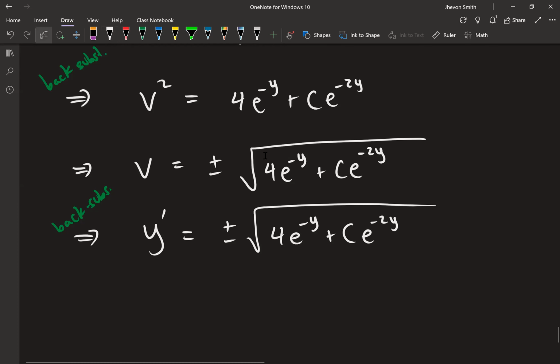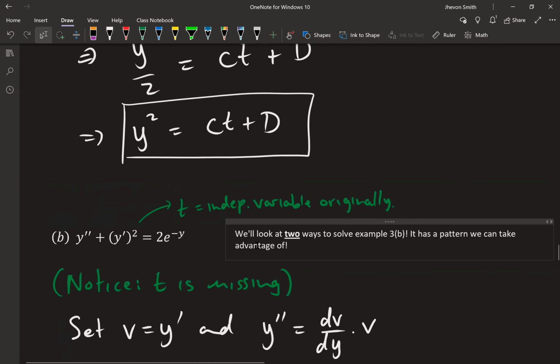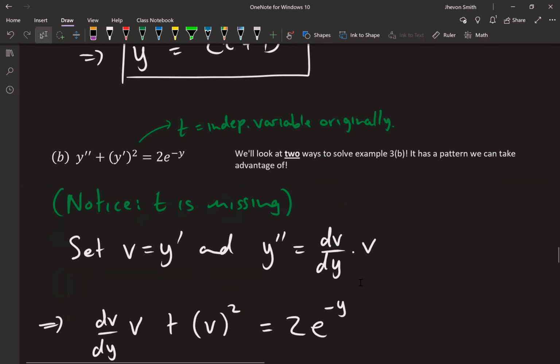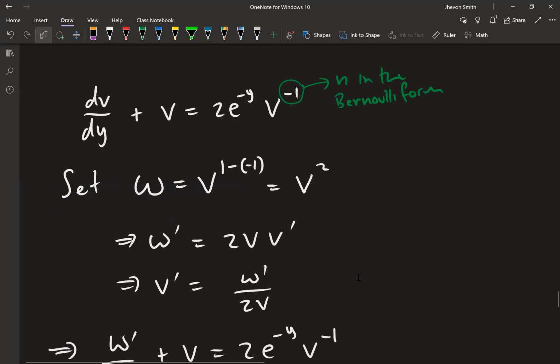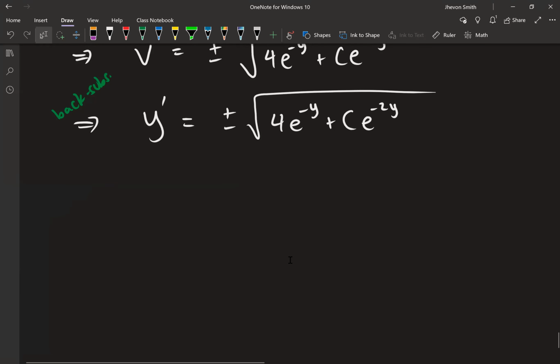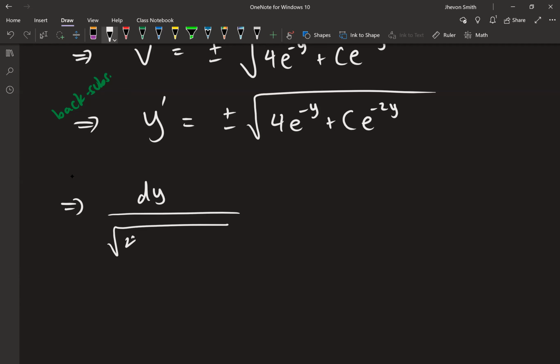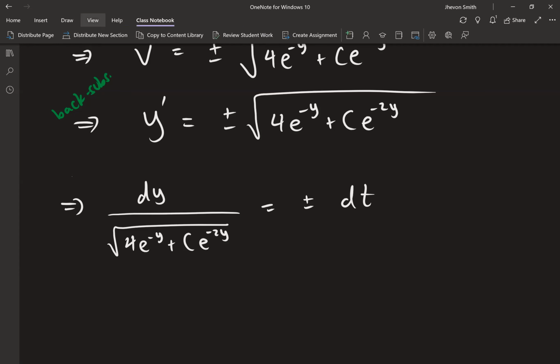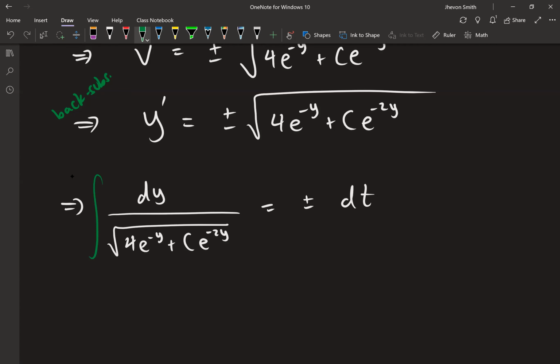Now at this point, you're probably thinking, oh, so this is why Jhevon said he wants to show us another method, because the suggested method, this was actually a problem from the textbook, and this was the method they suggested. But after going through this, I was like, there's got to be a better way. I can get to the answer, but man, this just feels like too much. Anyway, this here is separable. So this is dy over the radical of 4e to the minus y plus ce to the minus 2y equals plus or minus dt. And I'm going to integrate both sides.